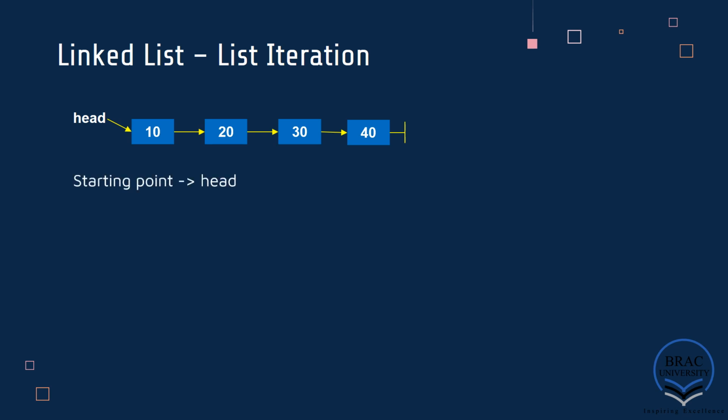I have the node 10, I have a node with value 20, I have a node with value 30, I have a node with value 40, and lastly I have something called null. So the ending point of this list is basically null. This gives me an idea about how to write the loop: the starting point will be head and the ending point will be null. And then how the list is changing the values.